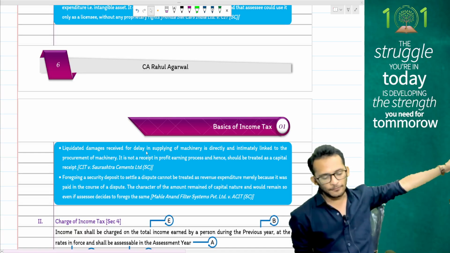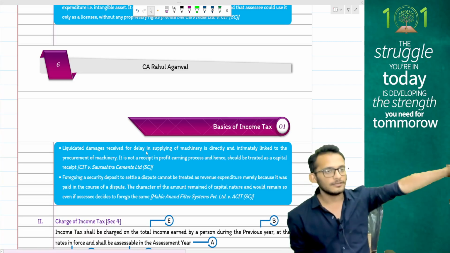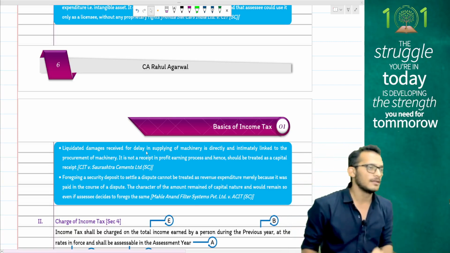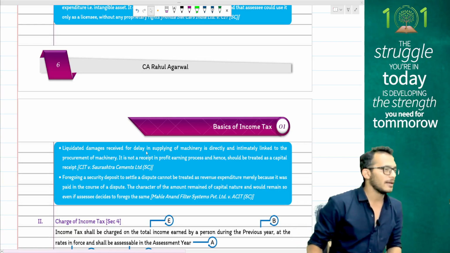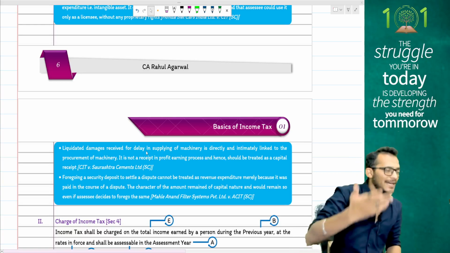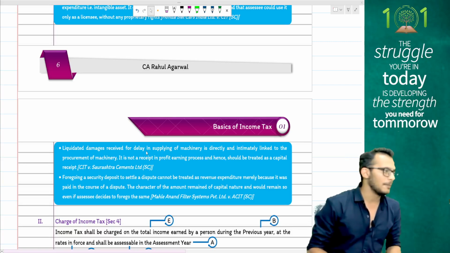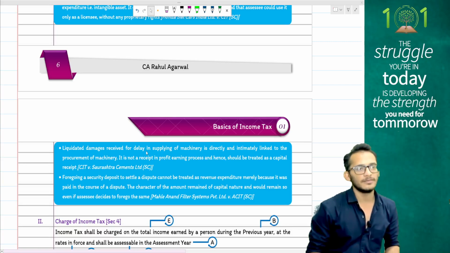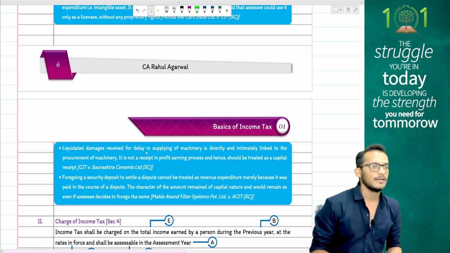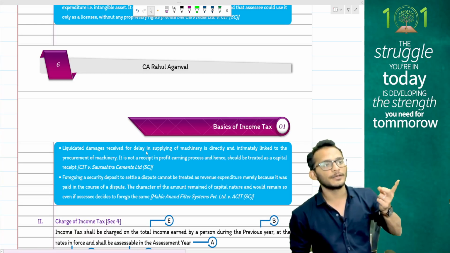Third, any kind of foregoing a security deposit to settle a dispute is also treated as capital receipt. It's not something which you'll do on a regular basis. So foregoing a security deposit will also be called a negative capital receipt, or as we call it, capital expenditure. This is what the rules of thumb are when it comes to your case laws. Yes or no? Yes. Like we discussed earlier, people, if there is a theoretical case law, that is what you need to read from an exam perspective.